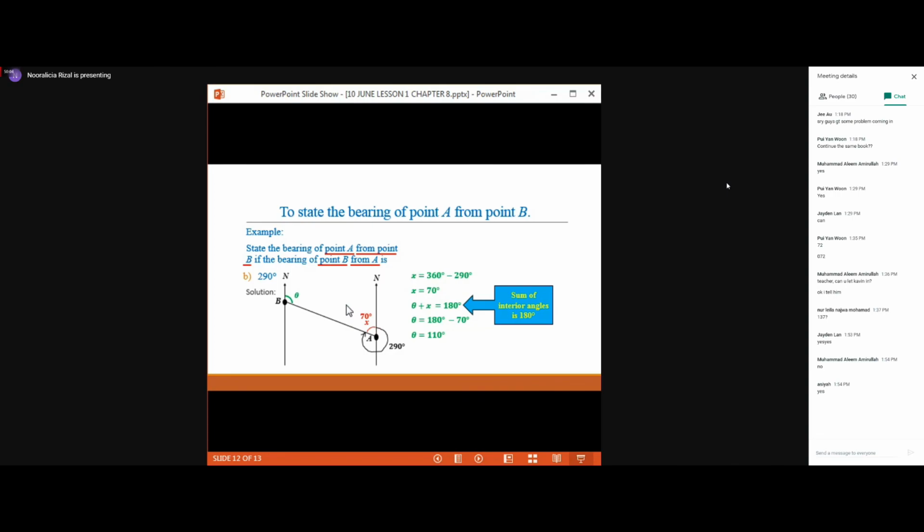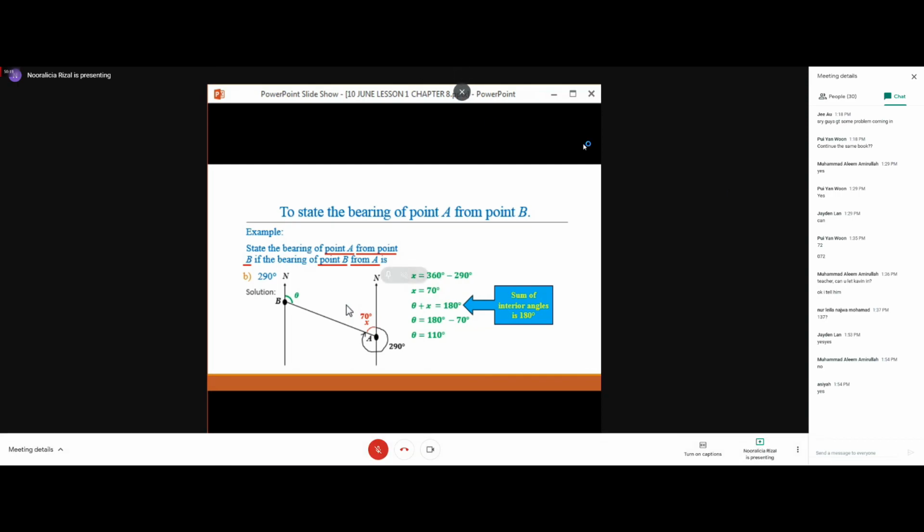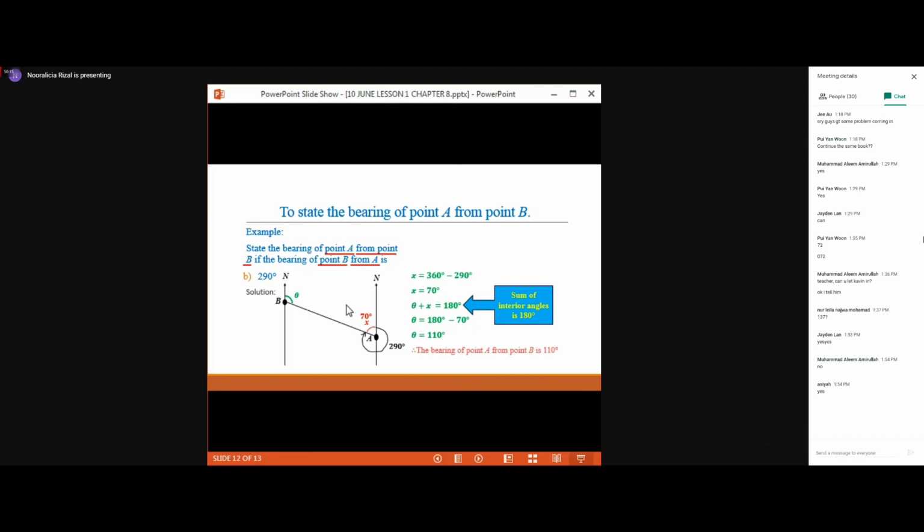But for the real problem solving questions, there's more, not only this simple one. There are more challenging ones. I'll continue that in your next class.